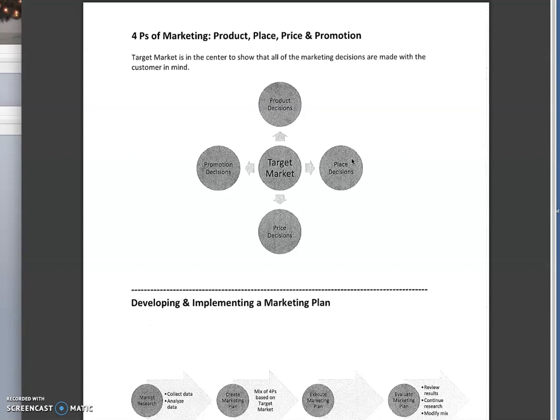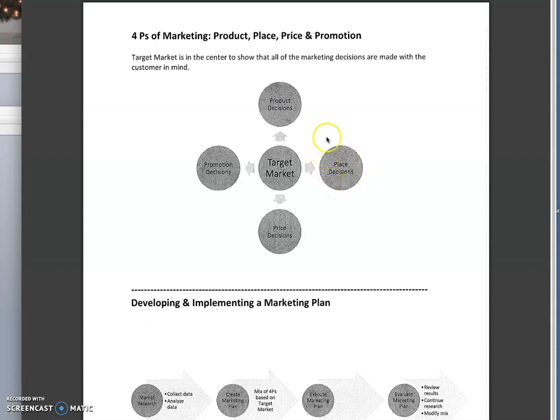So place is one of the 4 P's of marketing when we're creating a marketing plan focusing on a target market. So place strategy means all the decisions and choices that are made looking at how we get a product from where it's being made to where it's being ultimately consumed.